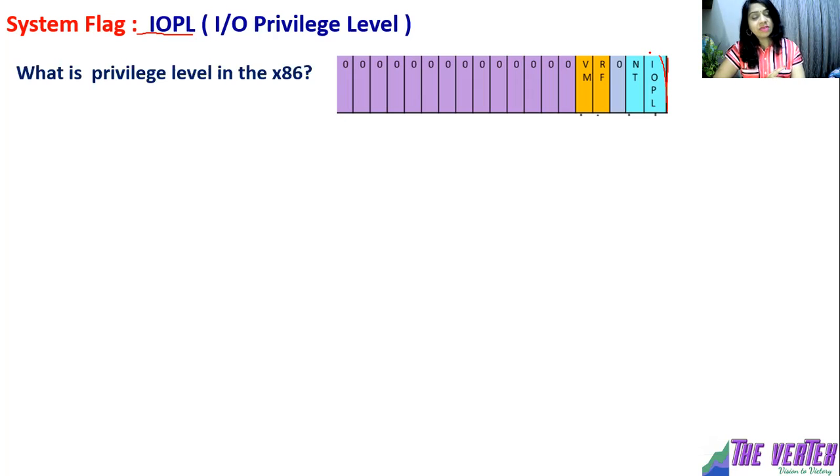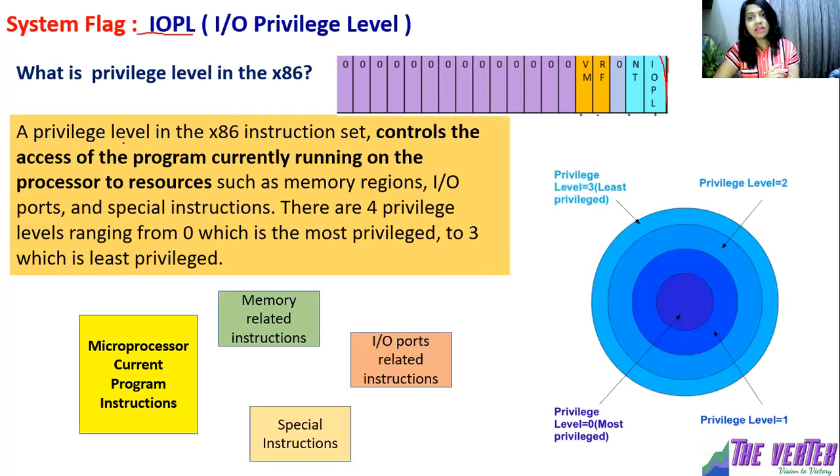So what is privilege level in 8086? A privilege level in the x86 instruction set controls the access of the program currently running on the processor to resources such as memory regions, input output ports, and special instructions. So in 80386 there are various instructions. Some instructions are for handling memory regions, some are for accessing input output ports, and some are special instructions. So there are various categories of instructions, and these various categories of instructions will be allotted some privilege level.